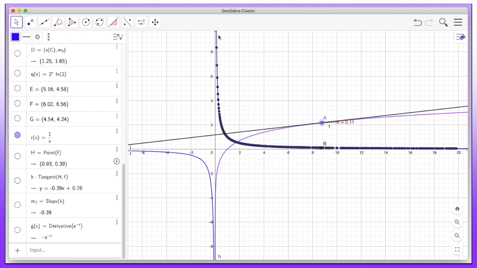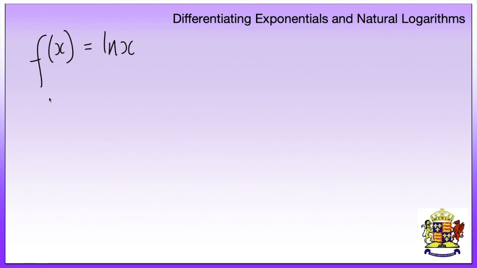Now, clearly we only have half of this graph because we can't go negative with the ln, so this left-hand side is a bit irrelevant. But on this side, the 1 over x is the same as the derivative I've just found. So going back here, if I differentiate ln x, I get 1 over x. And you just need to learn this. We get 1 over x when we differentiate ln.